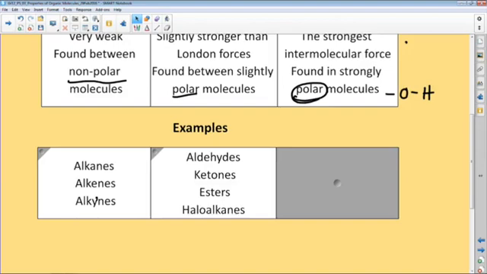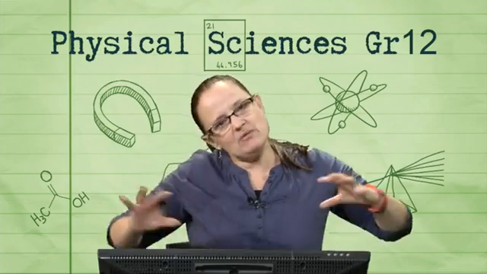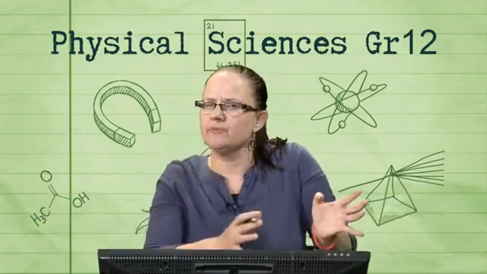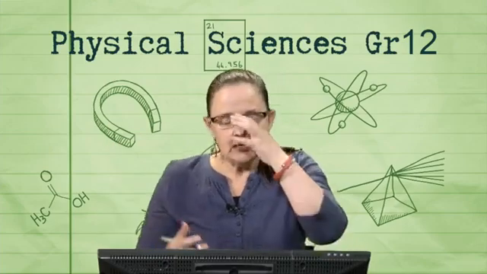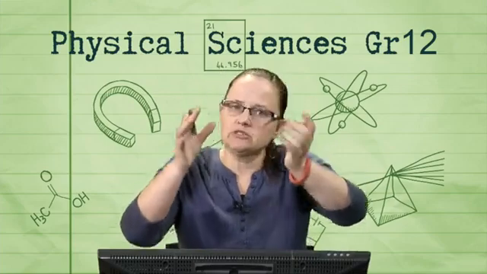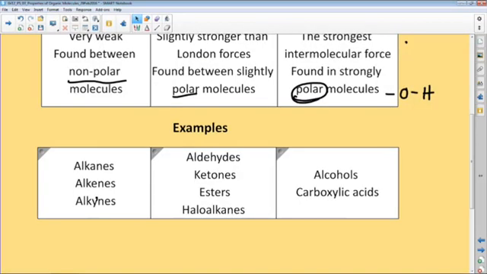Aldehydes, ketones, esters, and the haloalkanes. How strong those dipole-dipole forces are depends on the molecule. Esters, if they become very big, tend to start to look non-polar, so their forces tend to be a little bit smaller. Haloalkanes have halogens in them that make them very polar because of the electronegativity difference. Ketones and aldehydes with the oxygen, it also depends on positioning, okay? But they tend to have the dipole-dipole. But then the ones with the hydrogen bonds are our alcohols and our carboxylic acids. These ones are really important.